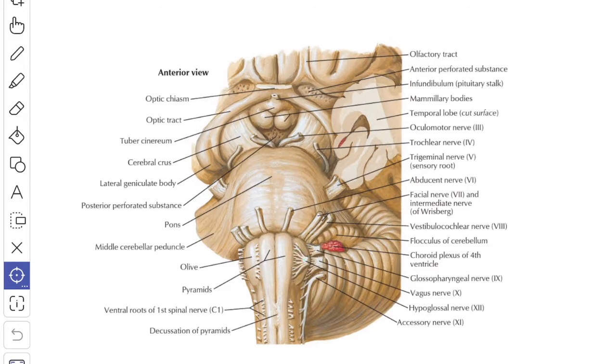Then you have the inferior cerebellar peduncle. The inferior cerebellar peduncle is a thick bundle of fibers lying posterolateral to the olive and attaching the medulla to the cerebellum. Then you have the rootlets of the 9th, 10th and 11th cranial nerves. These emerge along the posterolateral sulcus, separating the olive and the inferior cerebellar peduncle.